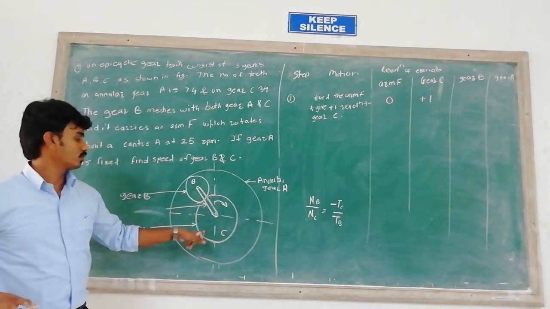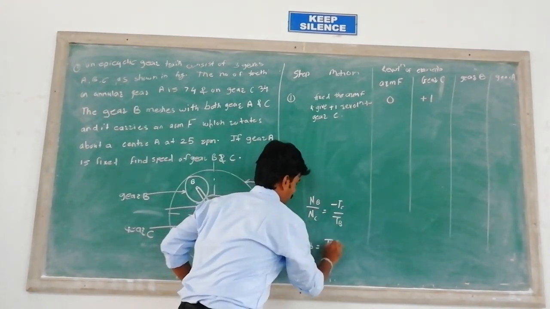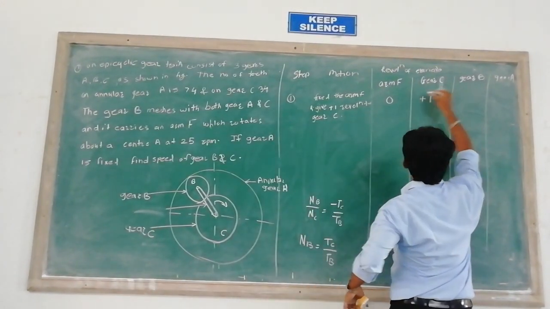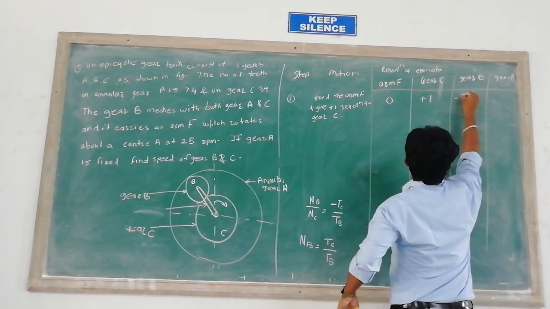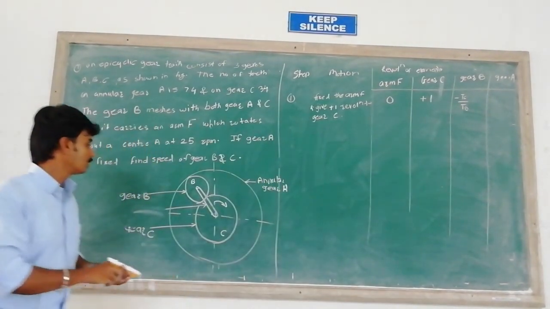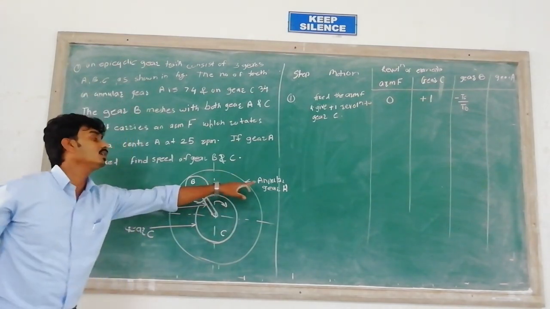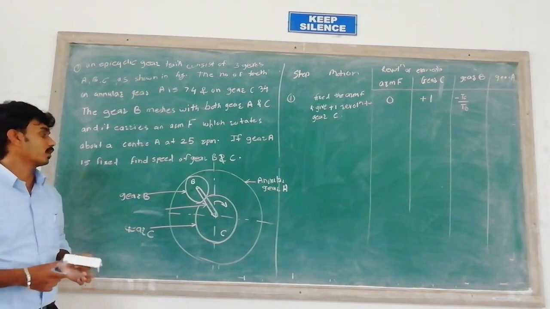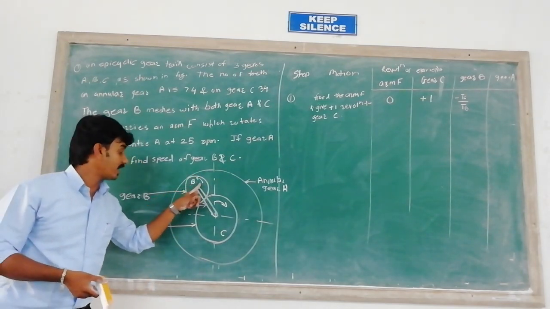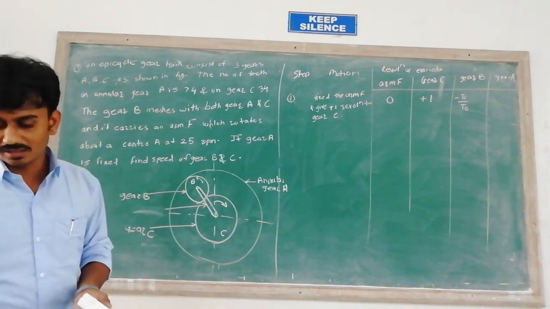When I give plus 1 revolution to gear C, that is NC equal to 1, then NB is equal to minus TC divided by TB. So I will write here minus TC divided by TB. Now this B will rotate by minus TC divided by TB. Then we have to find out how gear A will rotate. First of all, gear B is rotating in an anti-clockwise direction, and when B is rotating anti-clockwise, gear A also rotates in an anti-clockwise direction.